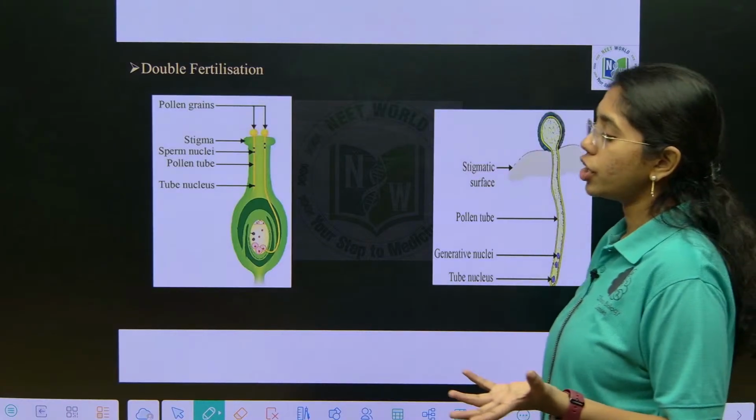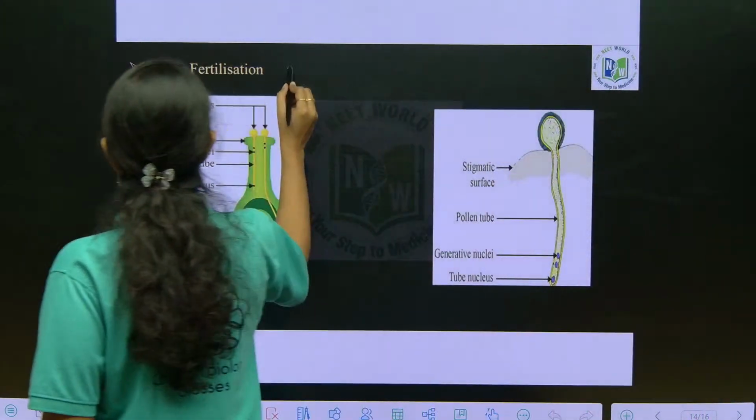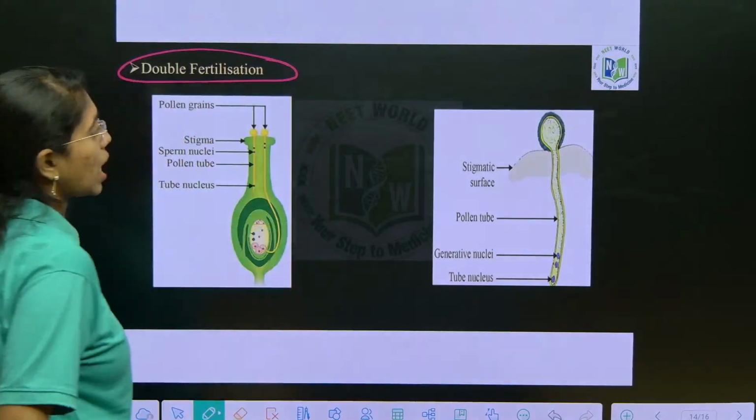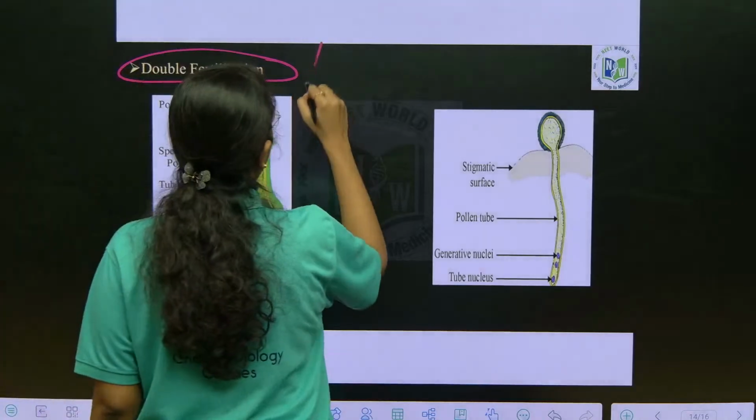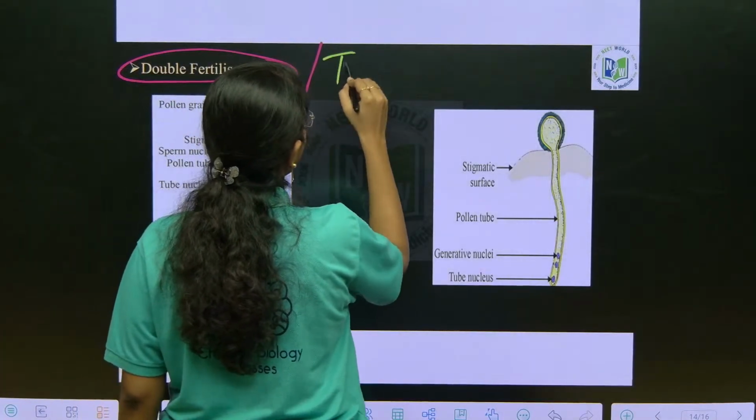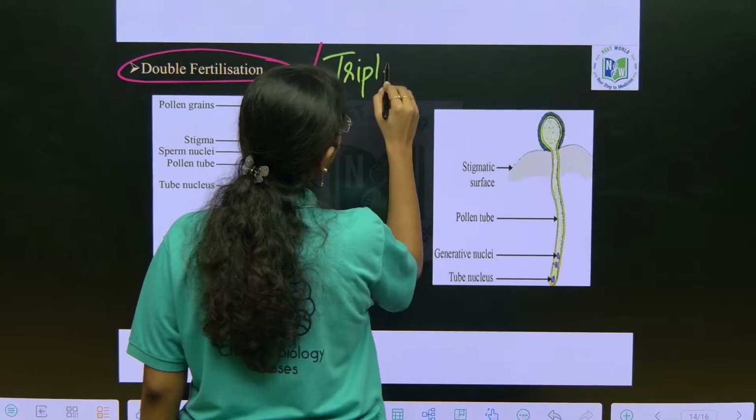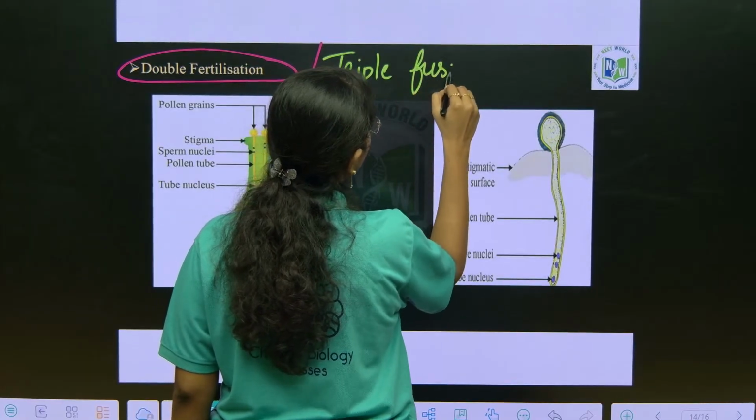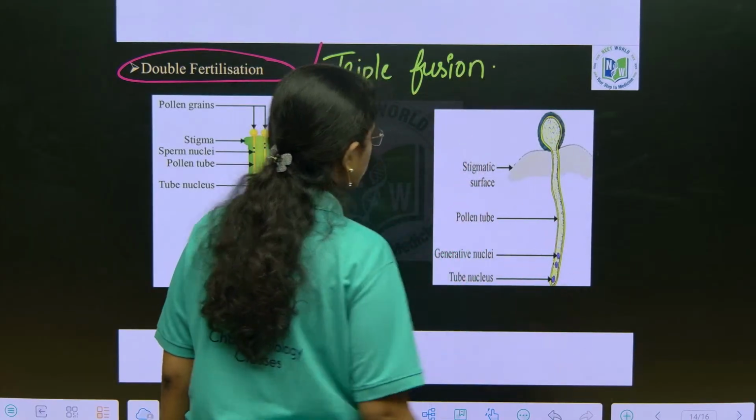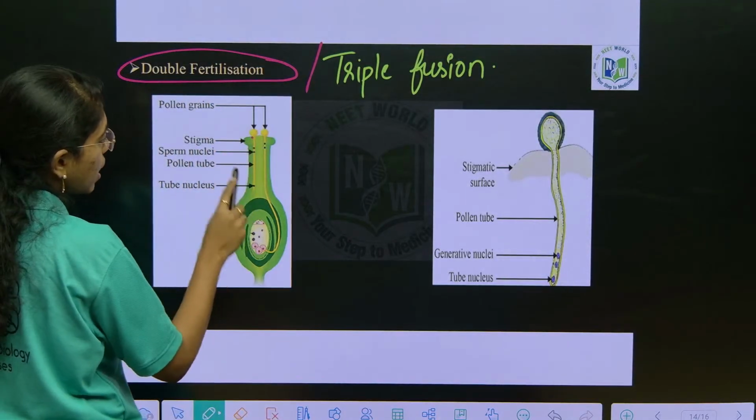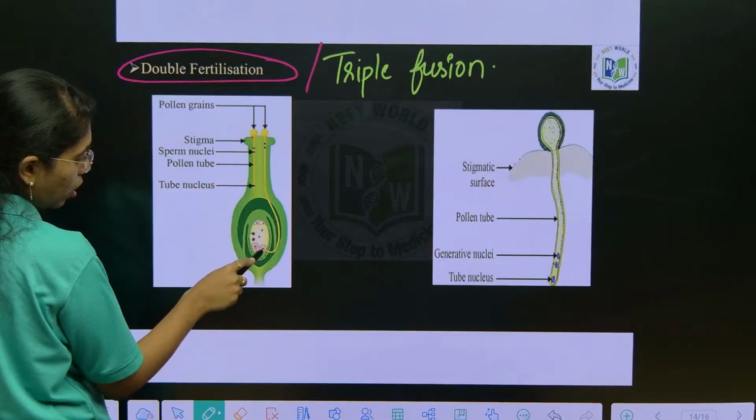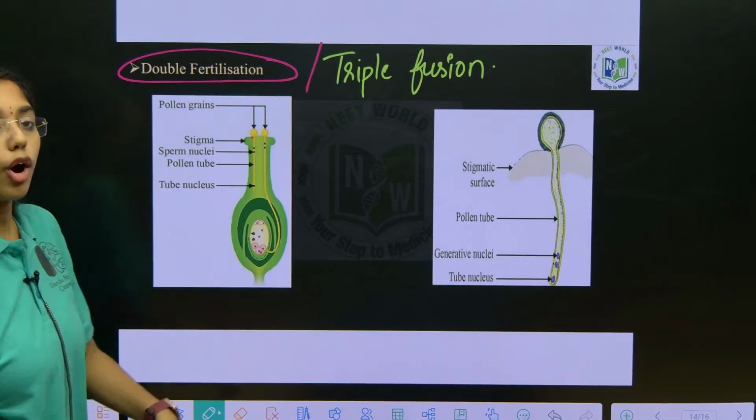Double fertilization is the concept that is very important. Many a times asked as a question in your NEET and EAPCET as well. Double fertilization, or triple fusion, we will be calling it triple fusion. So, here you see pollen grains entering into the embryo sac. What happens? I already told you.